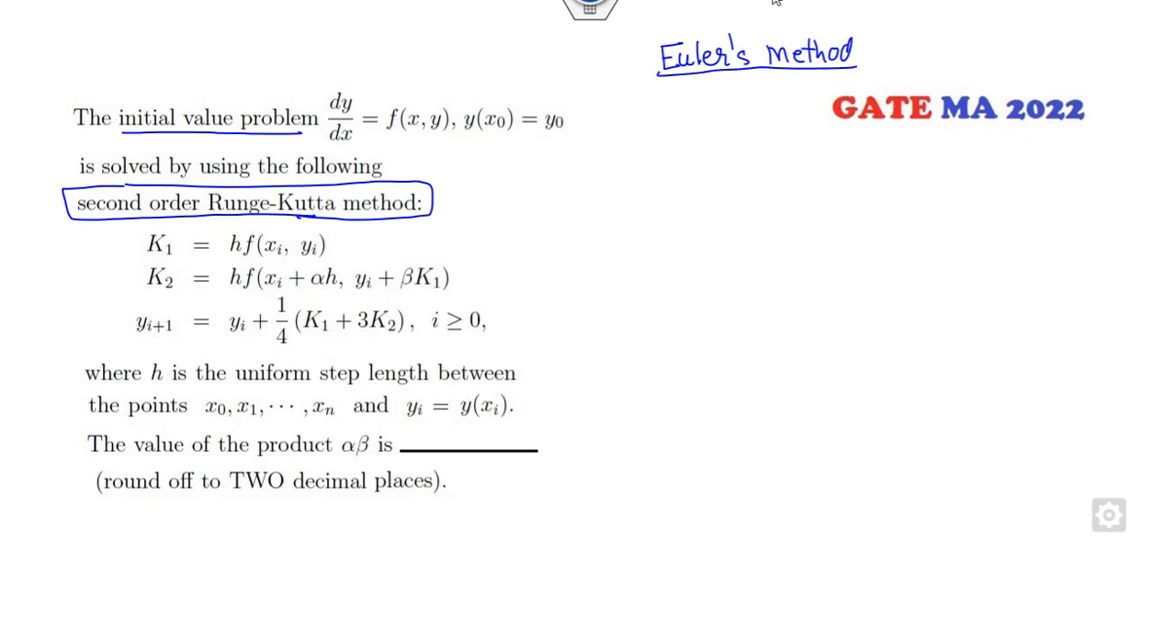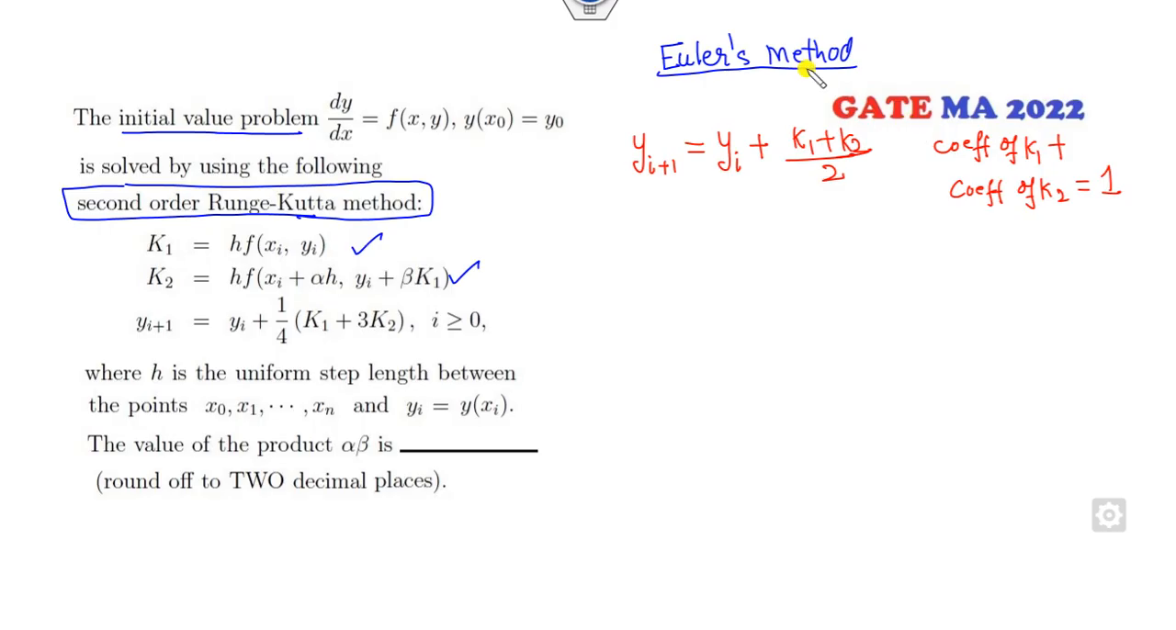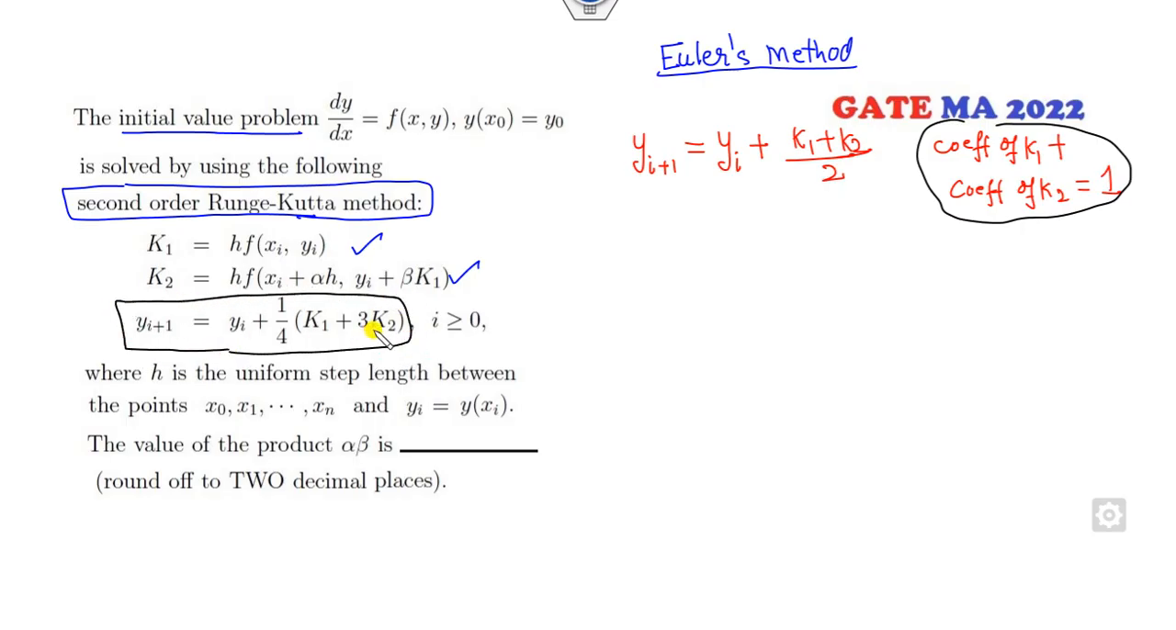Fine. So what is the condition of the Euler method? Y of I plus 1 is y of I plus k1 plus k2 divided by 2. Make sure where k1 is my here and k2 is my this. So whenever you apply the Runge-Kutta method, make sure the coefficient of k1 plus the coefficient of k2 must be 1. That is the most important condition. You can see here half plus half is 1. Again you can see from here half plus half is 1. But you can see it's a half, but it is not a half.